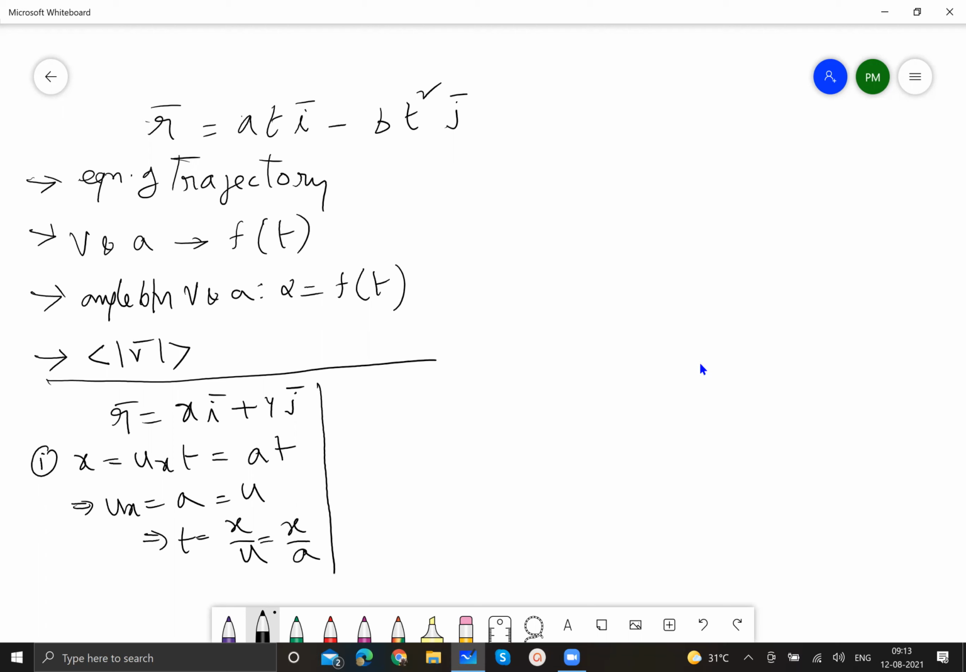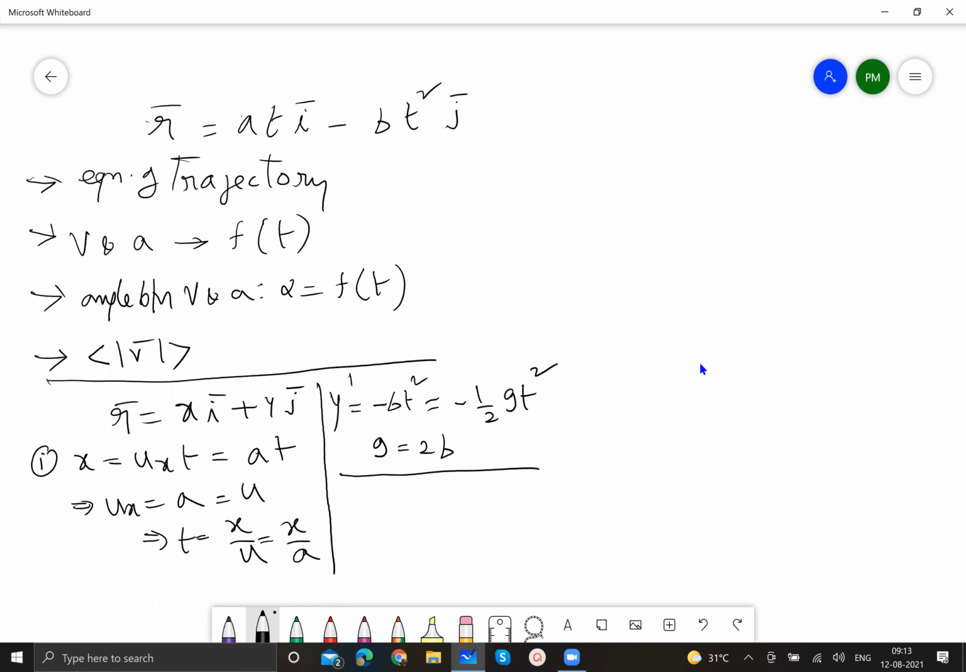Why you need it? Because same method for the equation of trajectory, y is equal to uy t minus half g t square. There in place of t, we put x by ux. In a similar method, we are trying to attempt. The next one is y is equal to minus b t square. Now I can compare it with minus half g t square. So there is no initial velocity. So from this I can put g is equal to 2b.